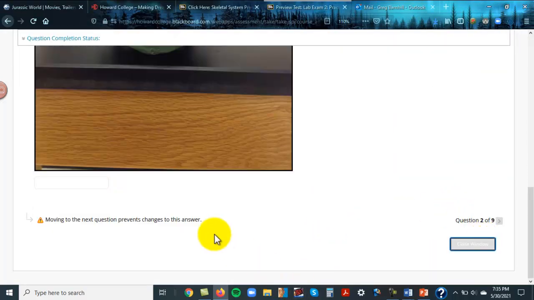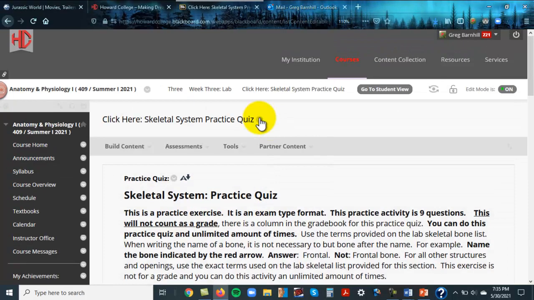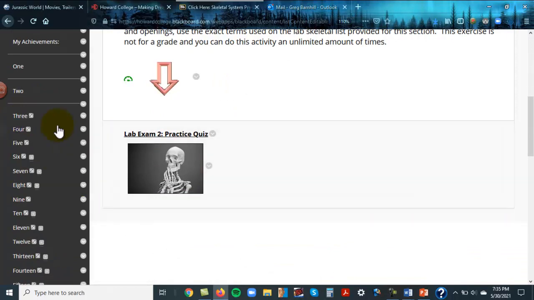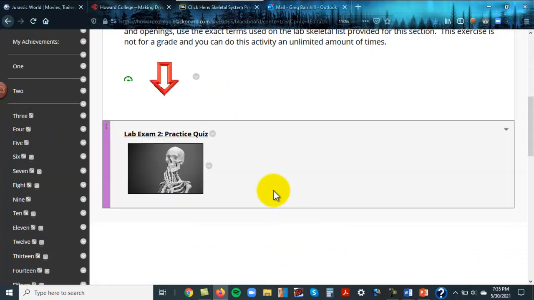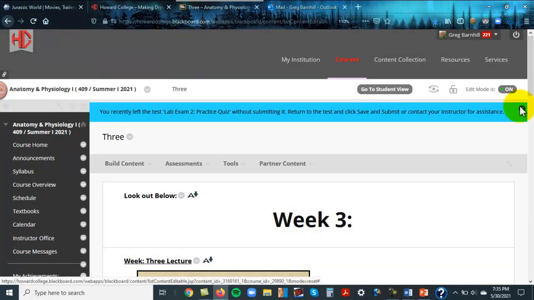In fact, I'm going to quit. It's going to give me a warning. Oh my gosh, let me out. Yes, I'm going to leave the page. So that's the practice skeletal quiz, and then when you get ready, oh my goodness, my computer. Yes, I know I quit early.